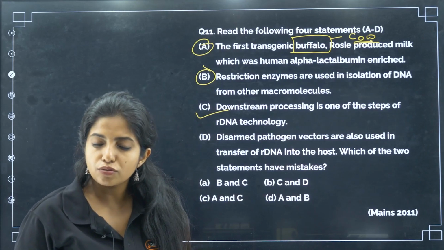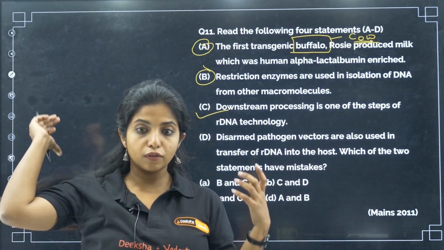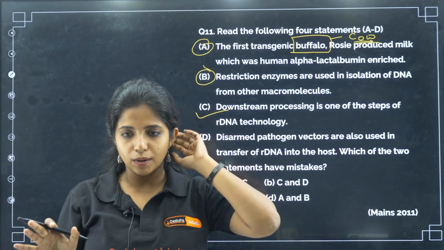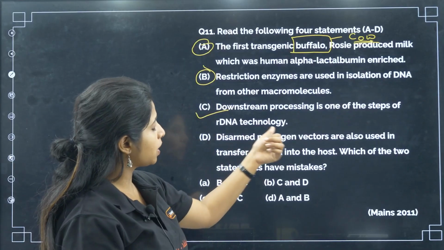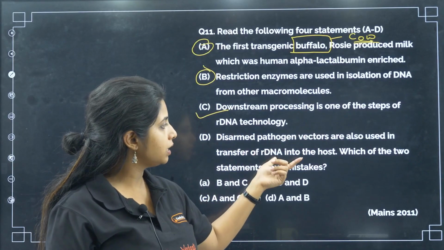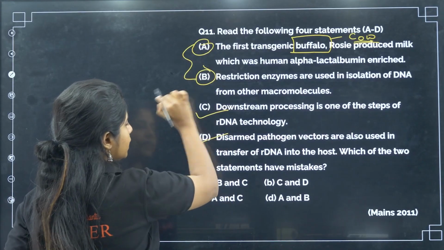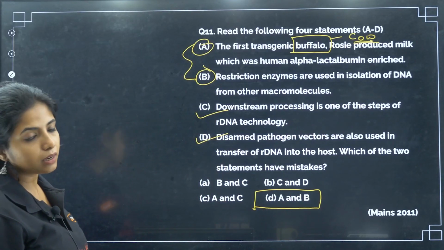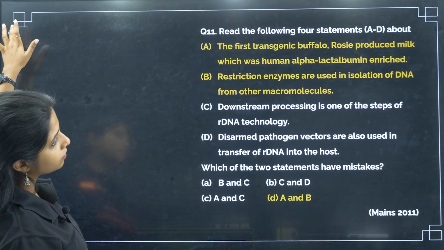D. Disarmed pathogen vectors are also used in transfer of rDNA into the host. Do we use disarmed pathogen vectors? For example, retrovirus usually causes trouble in our body, but now we are disarming, that means they are not going to cause any trouble in our body, they are just there for transferring things. So disarmed pathogen vectors are also used in transfer of rDNA into the host. That is correct. So what is not correct? A and B would not be correct. A and B are the ones that have mistakes in them. Okay, please remember that.